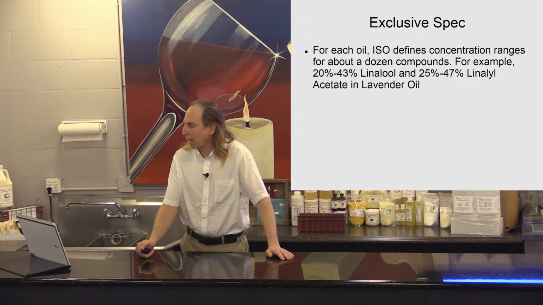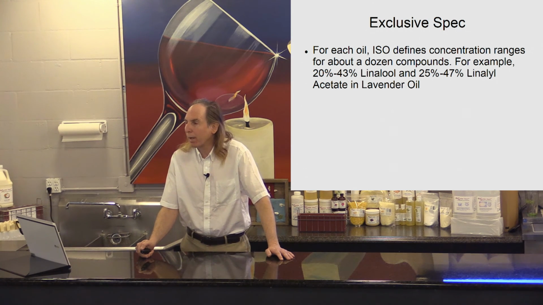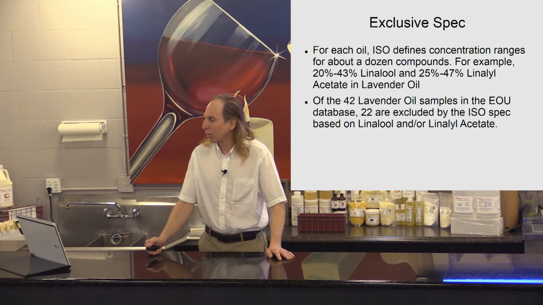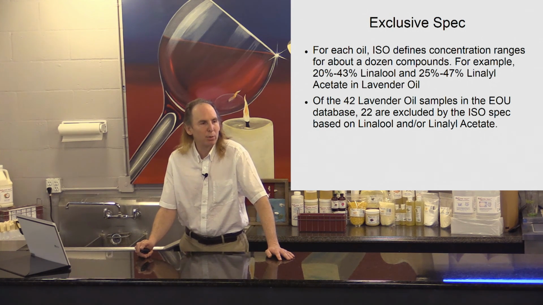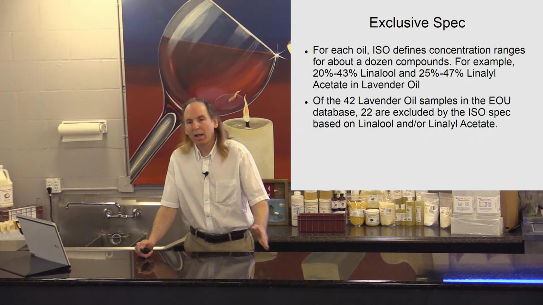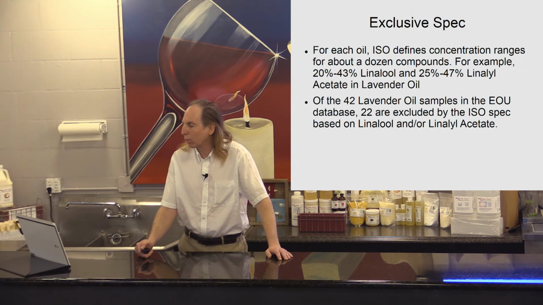For example, in lavender oil, they specify it should be between 20 and 43% linalool, 25% and 47% linalyl acetate, and they have 8 or 10 more specs for different compounds, all that should be in lavender oil. Of the 42 lavender oil samples in the Essential Oil University database, 22 are excluded by the ISO spec. It's like half. So these are all genuine oils, but the ISO spec is so restrictive that it marks as out of spec 22 of the 42 genuine lavender oil samples.